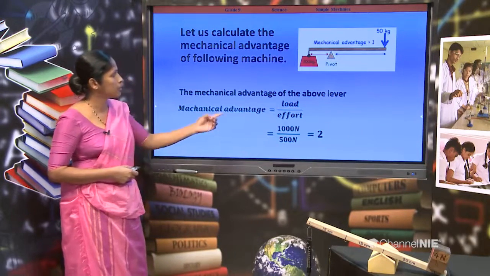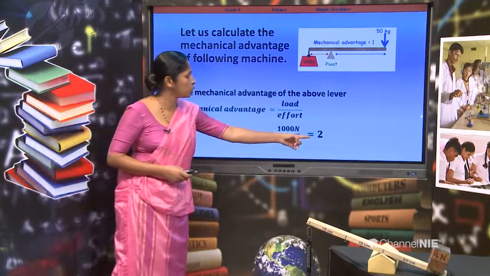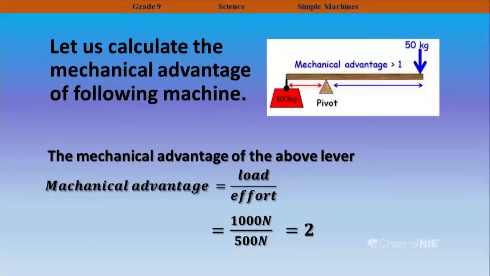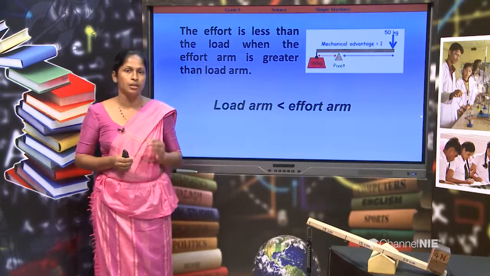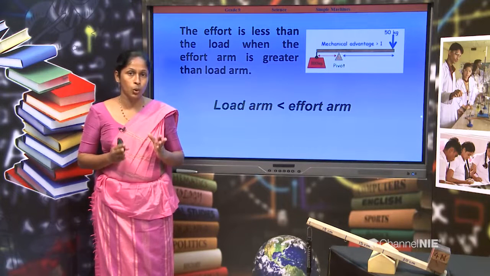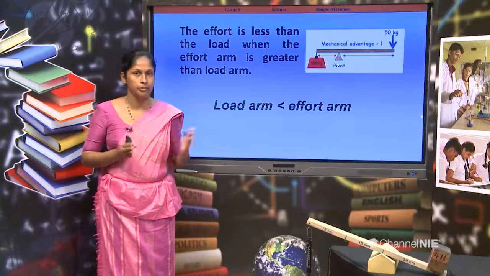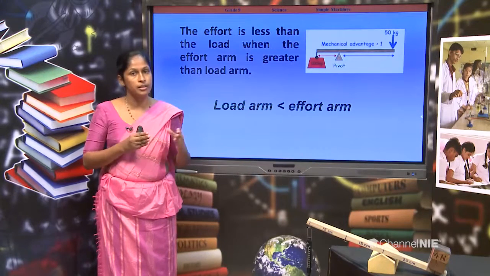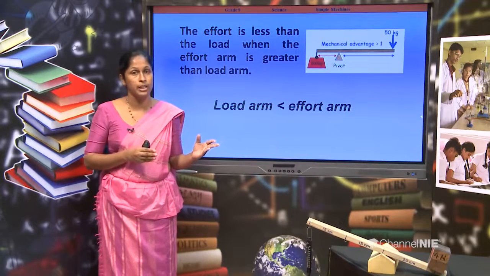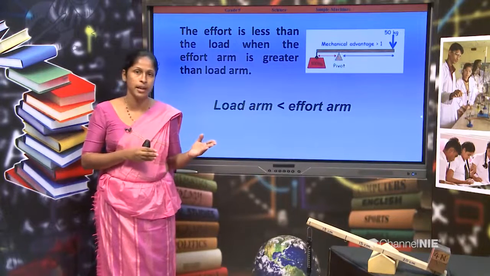Let us go to the previous activity. We got 2 for the mechanical advantage. In this activity, the load arm is less than the effort arm. So, now it is clear that when the load arm is less than the effort arm, the force exerted is less than the load. That means effort is less than the load.